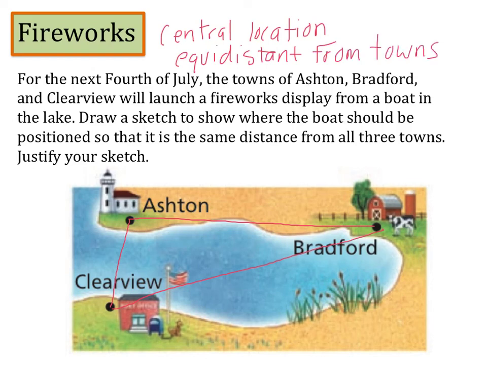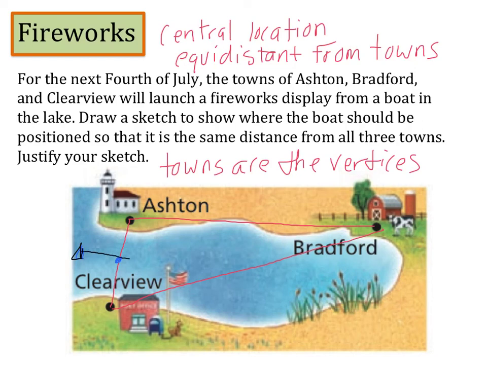Now the towns here aren't on the sides of the triangle. The towns are the vertices. So that means we have to draw perpendicular bisectors and find the circumcenter. So I'll go to this point here. That would be the middle, and if I draw, let me draw this in black, a perpendicular bisector.